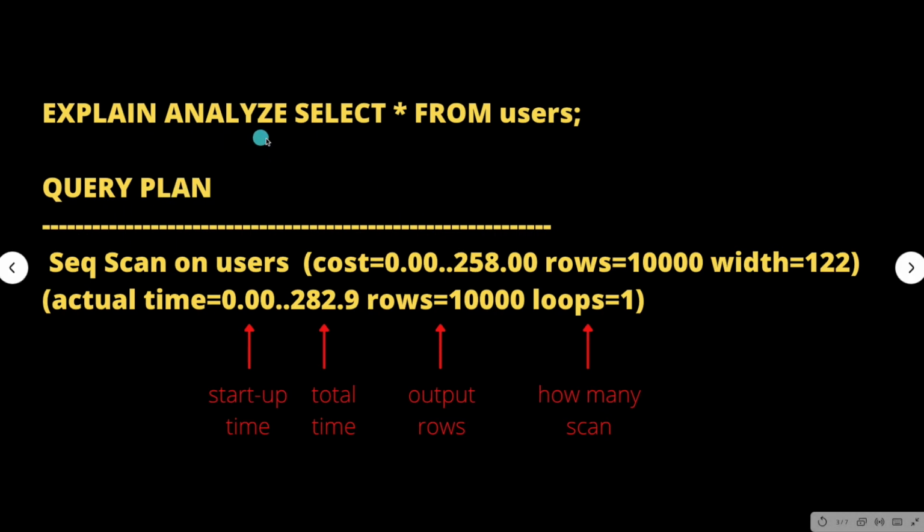So when I put analyze in this query, it's showing me the actual times. And as you can see, the actual time also consists of two numbers. The first one is startup time, and the last one is the total time. So the total time to run this query is 282 milliseconds. So this is in milliseconds. The number of rows that return is 10,000, which matches the expected rows, and this only runs once because you only scan through the table once. That's why the loops here is only once.